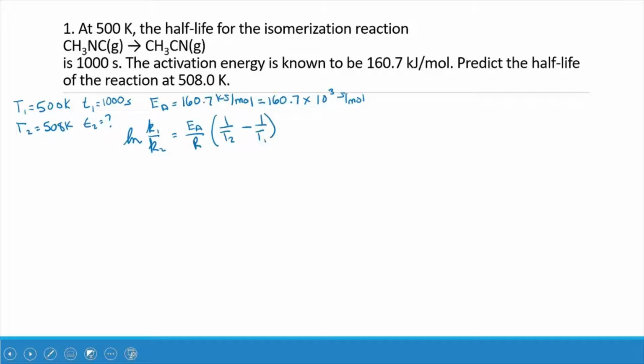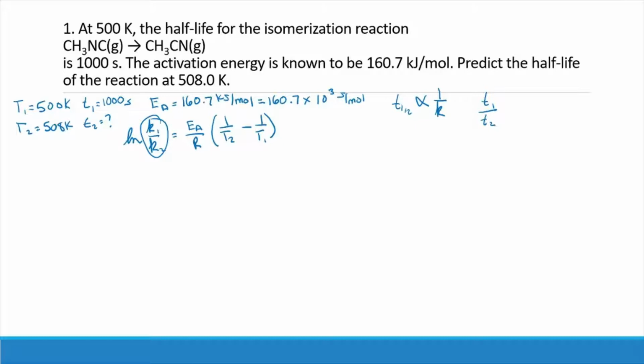We know everything except we don't know K1 over K2. We don't know either of these. We don't know their ratio. But one thing that we do know from our half-life equations is that no matter what our rate law is, our half-life is inversely proportional to the K for our rate. So we can use this to our advantage and rewrite this and say T1 over T2.